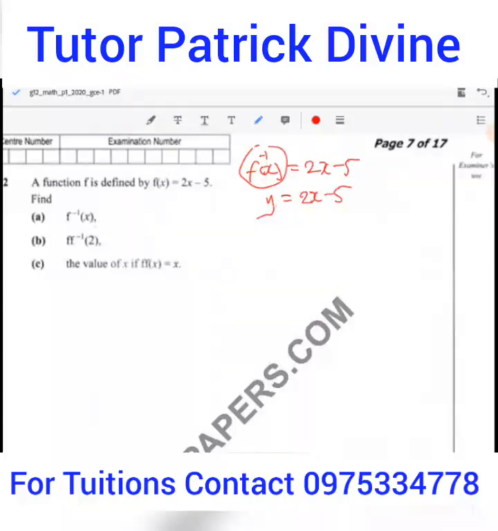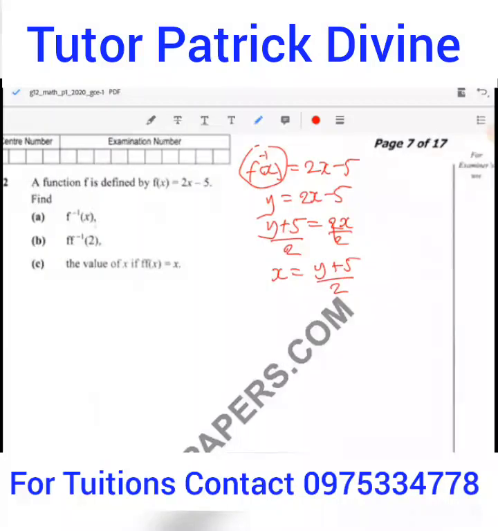Then from here you make x the subject of the formula, meaning that this negative 5 has to go to this side. So it will be y plus 5 equal to 2x, divide by 2 over 2. So it will be x is equal to y plus 5 over 2.